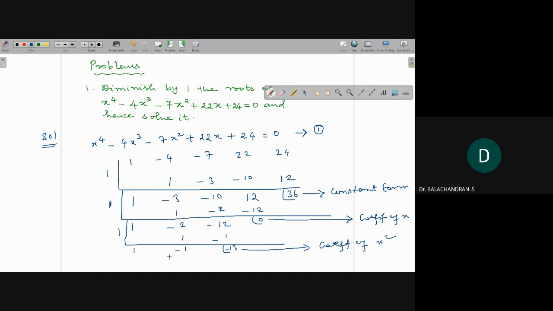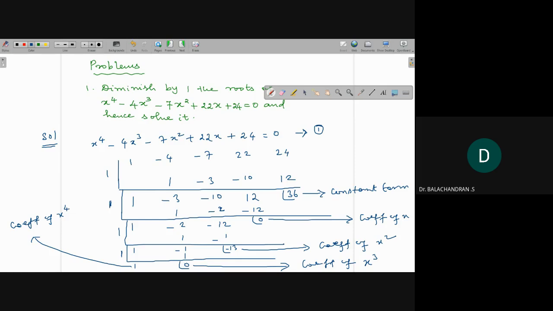And finally, 1. This is 1. Okay, 1 into 1, 1. So this is 0. This is the coefficient of x cube. And then this one is the coefficient of x power 4. Okay. So now please tell the transformed equation.